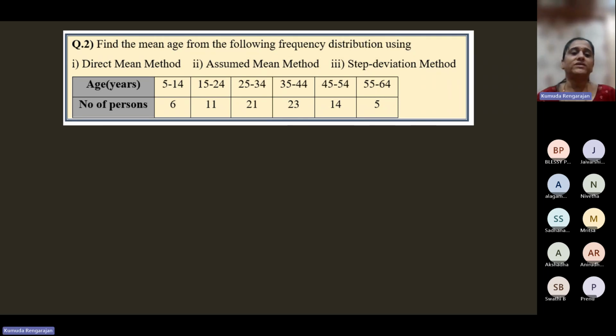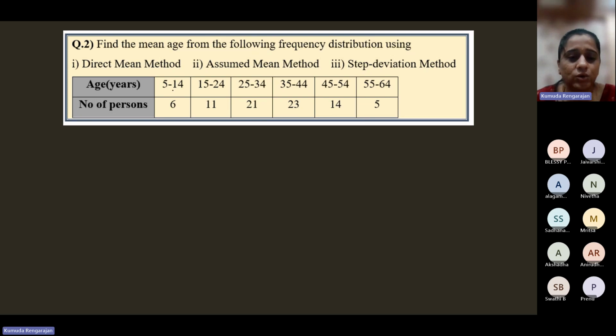Now here in this question, find the mean age. That means you should find mean for the following frequency distribution using direct method, assume mean method. Please ignore the step deviation method wherever you see it, because this is an old presentation of mine and I have not removed it. It's not a part of your syllabus now. Find mean age. Why mean age? Because the data is about the age of so many people. Just add up all this, you will know how many people.